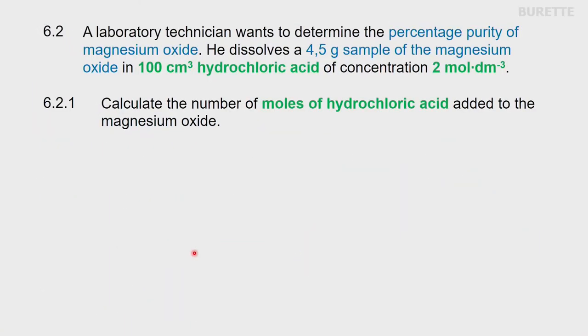Now, they say, a laboratory technician wants to determine the percentage purity of magnesium oxide. He dissolves a 4.5 sample into so much hydrochloric acid with that kind of concentration. And the first step, they say, calculate the number of moles of hydrochloric acid that is added to the magnesium oxide. Here's a few tips first.